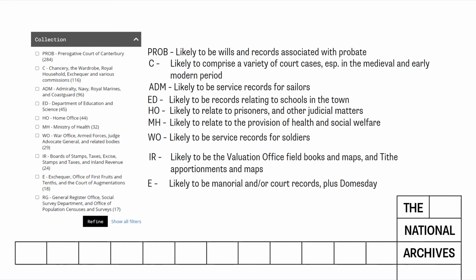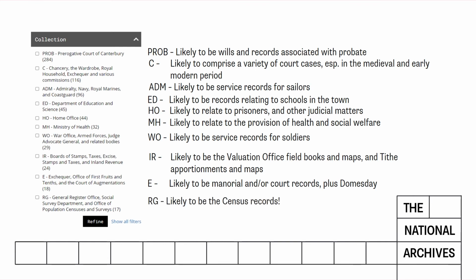E refers to the records of the Exchequer. This will likely cover the manorial court records for Wootton and the Domesday Book entries for Wootton. If you're interested in the history of the place in the medieval and early modern period, then the Exchequer records can be an absolute godsend.